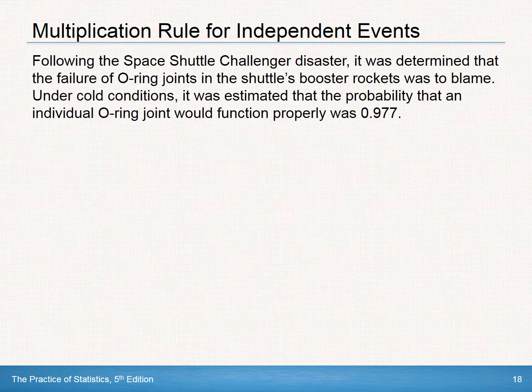Here, we're just going to go over a quick example of the multiplication rule for independent events. Following the Space Shuttle Challenger disaster, back in the 1980s, the Space Shuttle Challenger went up and blew up, I think within about 10 seconds of launching. It was determined that the failure of O-ring joints in the shuttle's booster rockets was to blame. Under cold conditions, it was estimated that the probability that an individual O-ring joint would function properly was 0.977. So there was not a 100% probability that the O-ring joints would function properly under cold conditions.